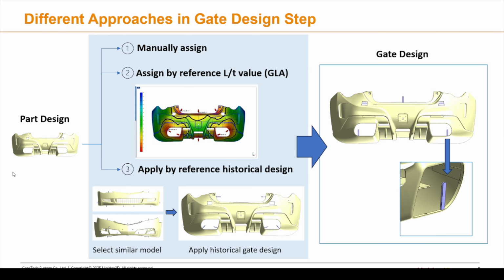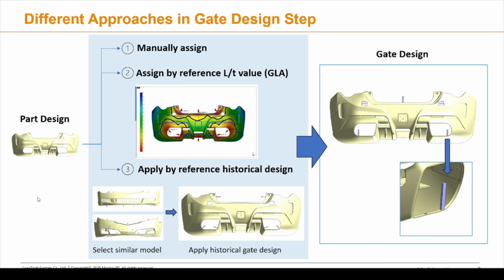Something to look forward to in the future is, in addition to the L over T through the Gate Location Advisor, we're going to be implementing a feature into the ISLM platform, which will allow us to look up historical data. In the case of this dashboard, maybe we look at the number of gates as well as the relative location of those gates to determine for a new design how many gates and where those gates should be placed.